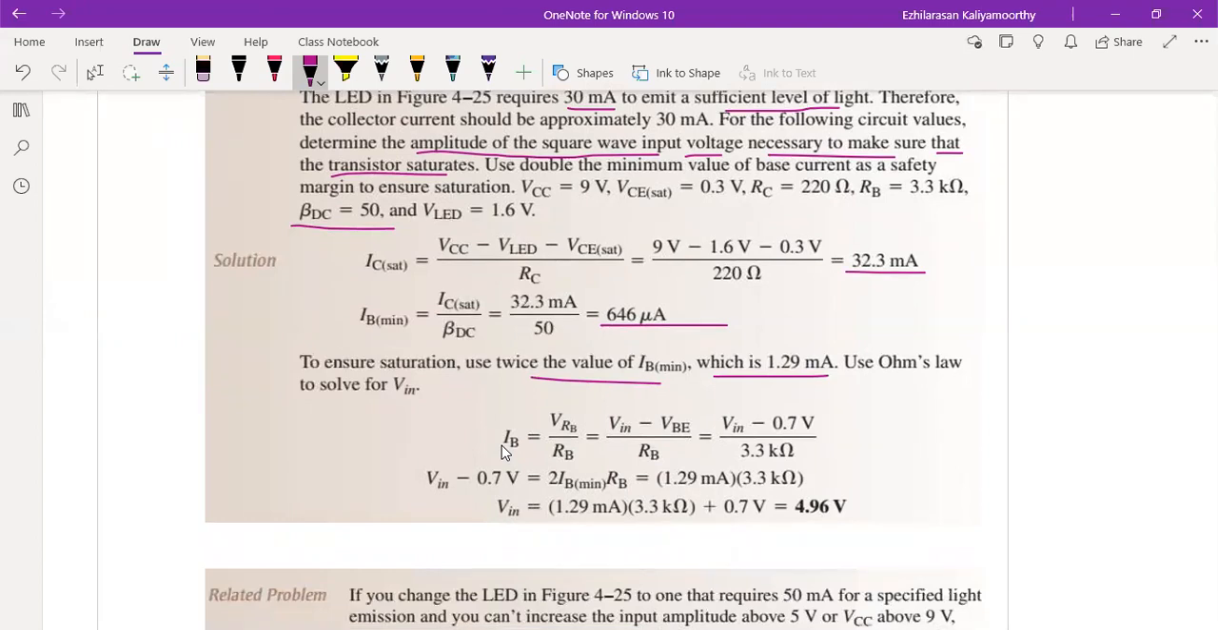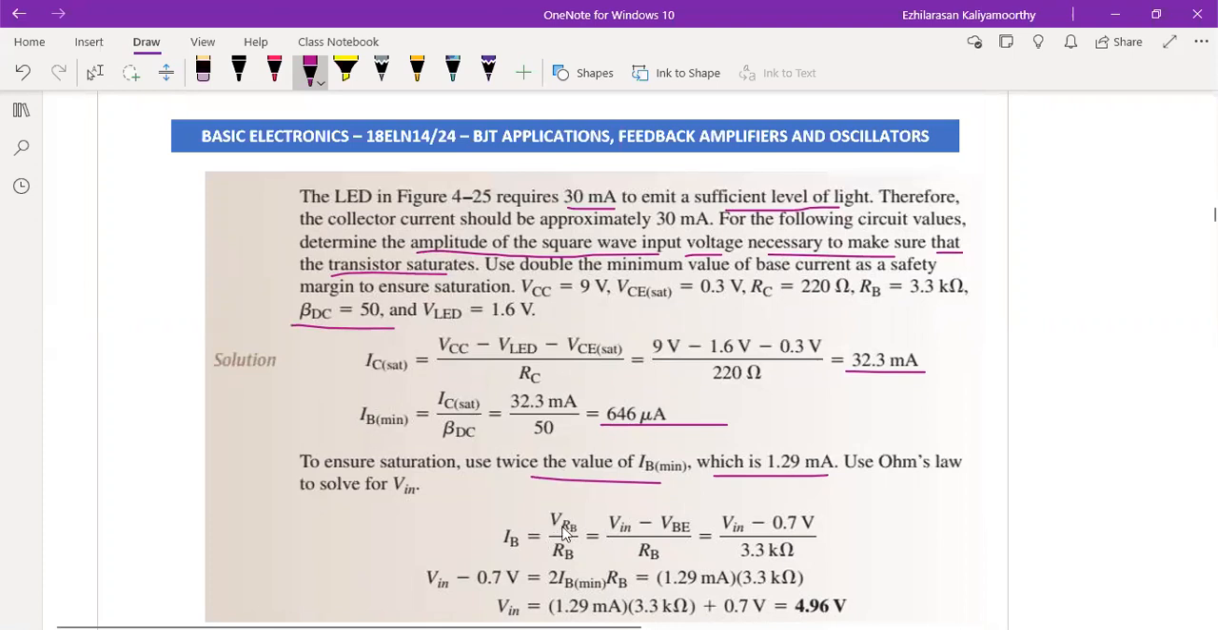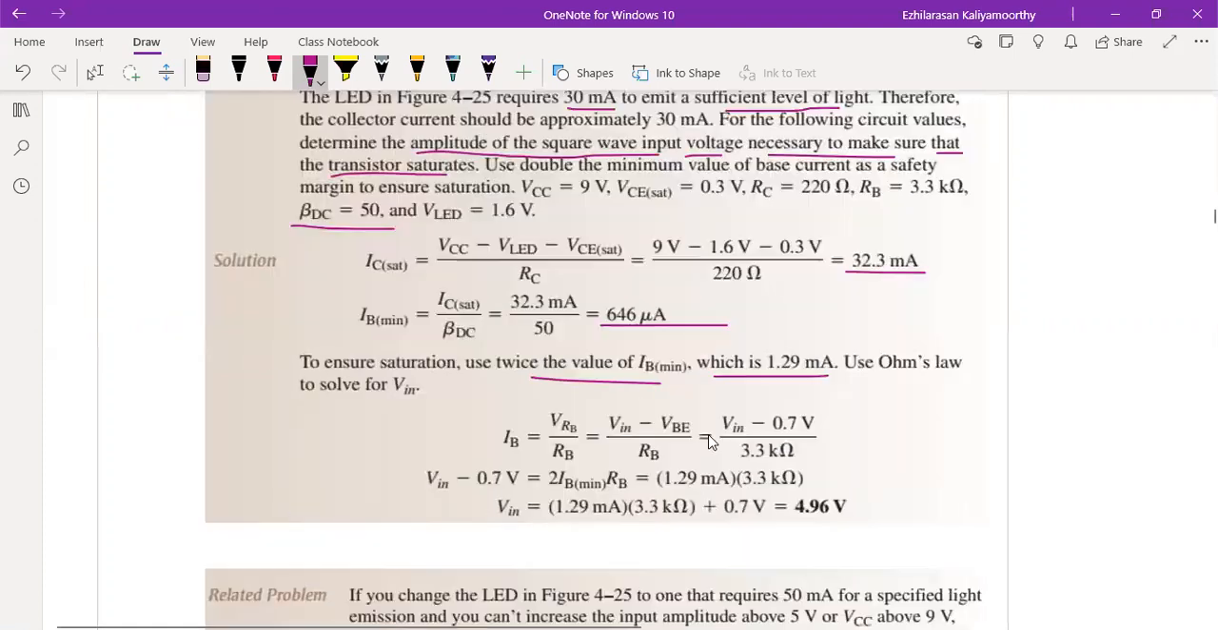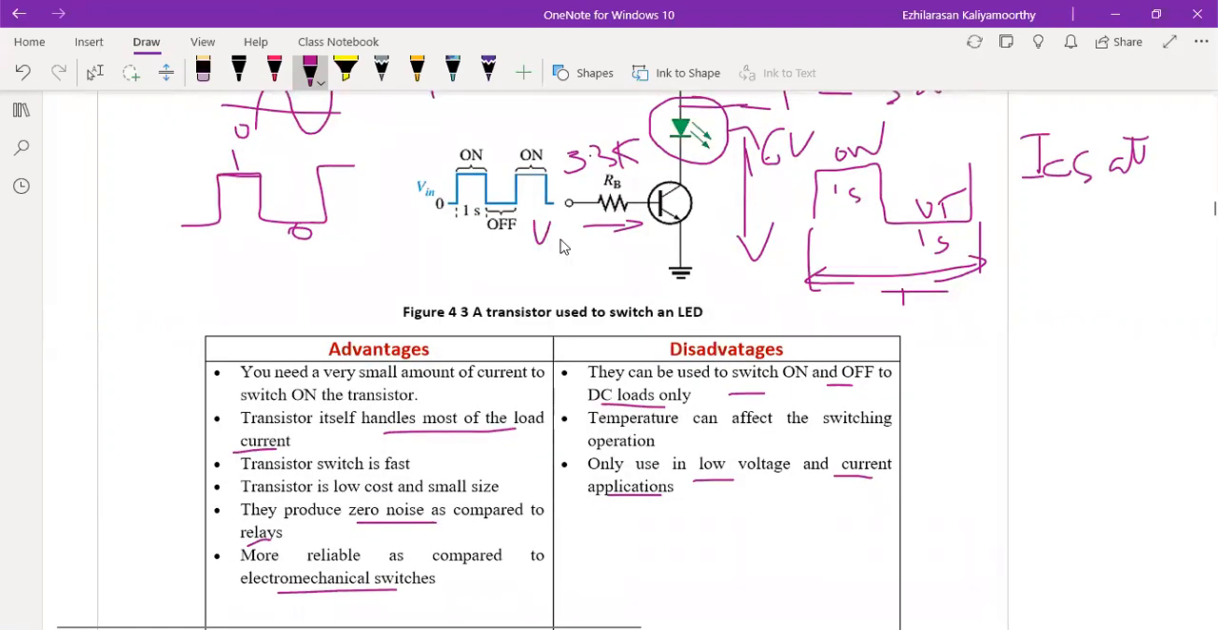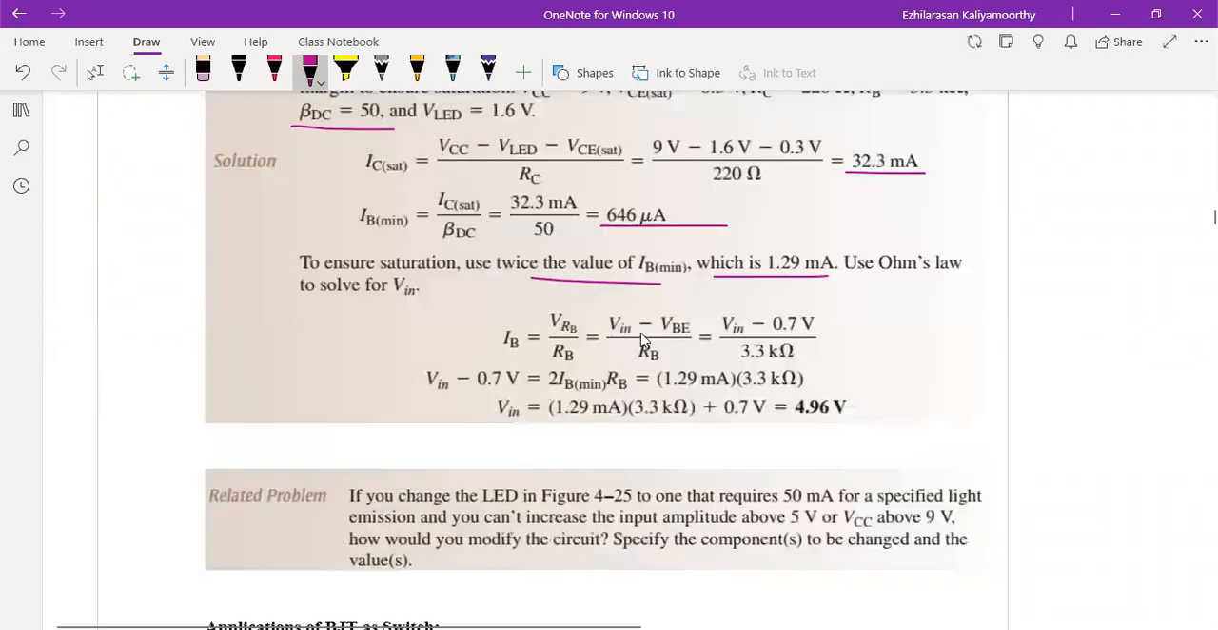IB is equal to, as per the rules of V by R, that is IB is equal to VRB by RB. The VRB is nothing but the base resistance voltage, so from the figure, VRB is equal to Vn minus VBE, where Vn is the input voltage, and VBE is across the base and the emitter. So now you can see IB is Vn minus VBE by RB.